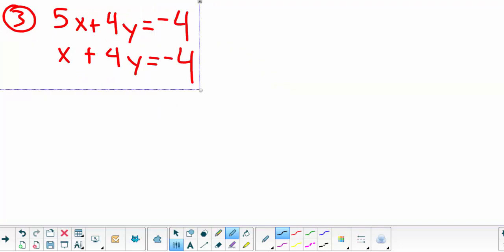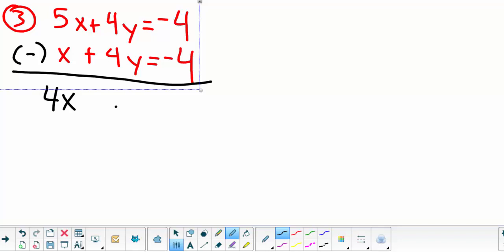All right, so here's another problem. Let's say this one's in standard form, variables on one side, numbers on the other. So we could use the elimination method for this. I'm going to start off and say, well, if I subtract these two equations, I know those 4 y's are going to cancel out. So I'm going to go 5x minus 1x, and I get 4x. 4y minus 4y, that's 0, so those are gone. And then negative 4 minus negative 4 is 0.